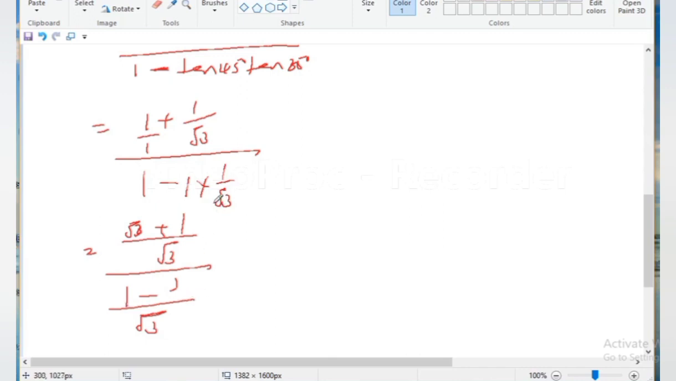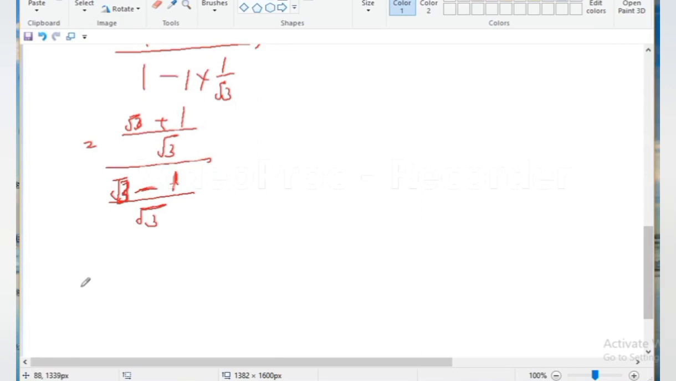So it's root 3. 1 times this is 3. Then here you have this one as what? Root 3 minus 1. So that's it. So here you have root 3 plus 1 over root 3 divided by root 3 minus 1 over root 3.